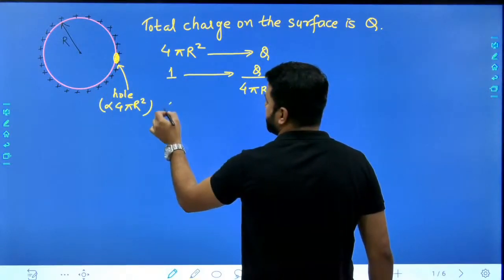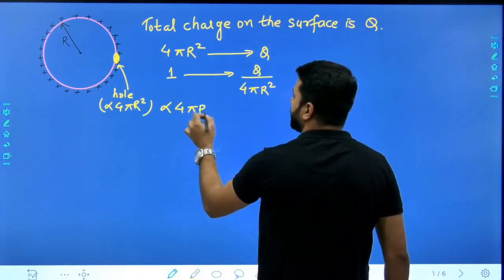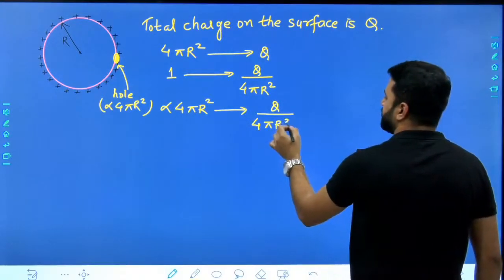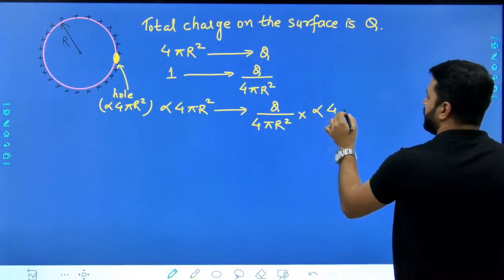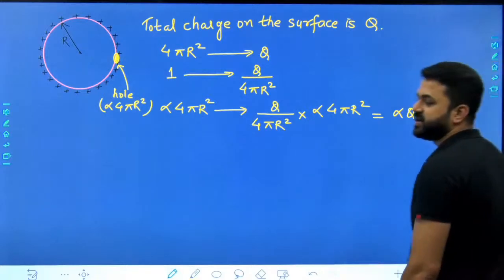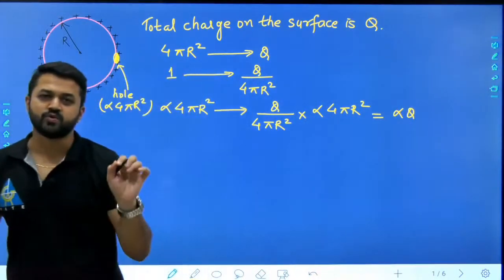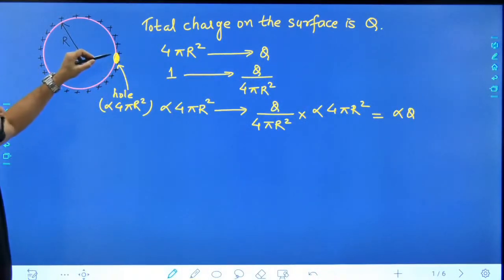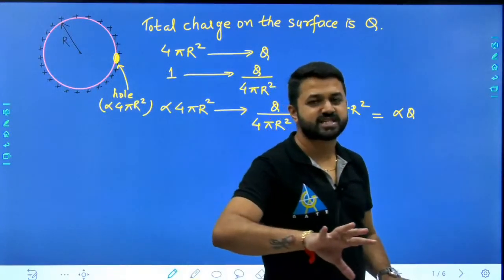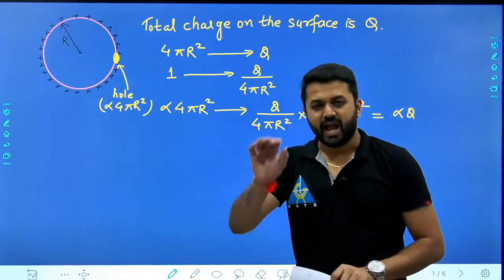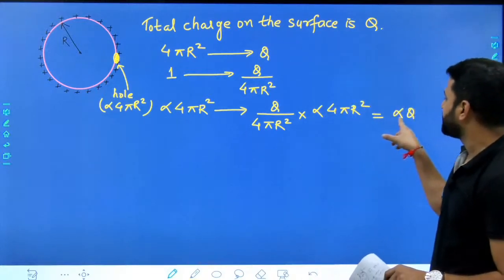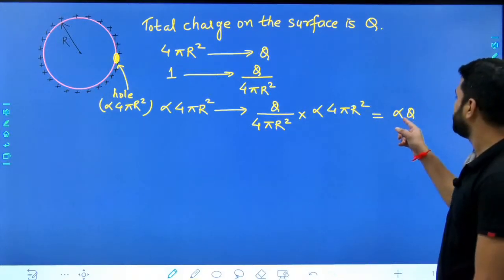So how many charges are present? In alpha 4 pi r square, the charge will be Q upon 4 pi r square into alpha 4 pi r square. So this 4 pi r square will get cancelled, and we will get alpha into Q. So alpha Q charge will be present in this particular hole. The total charge distributed on the surface is Q, and from that charge Q we have subtracted this particular charge, Q minus alpha Q.